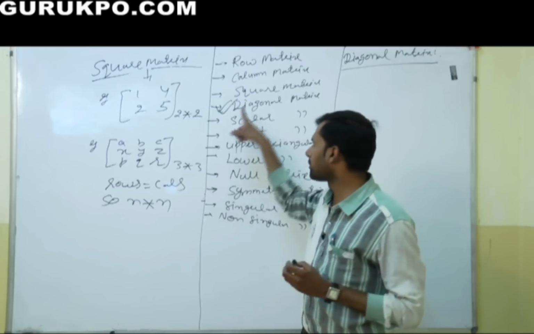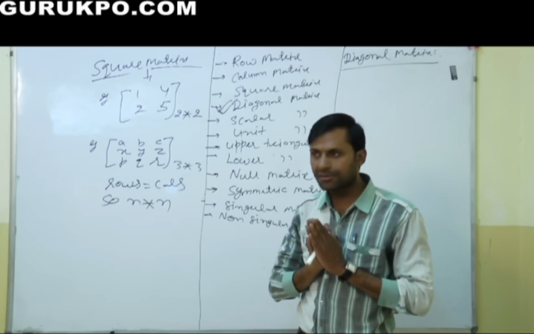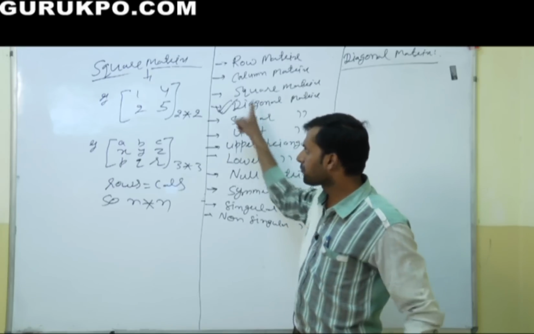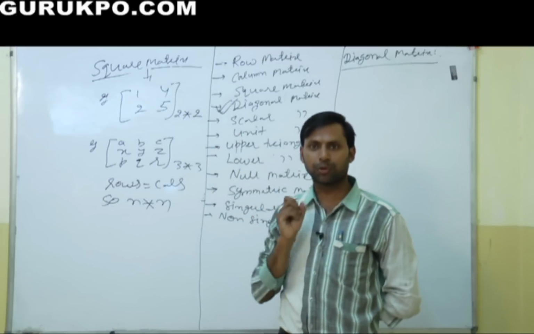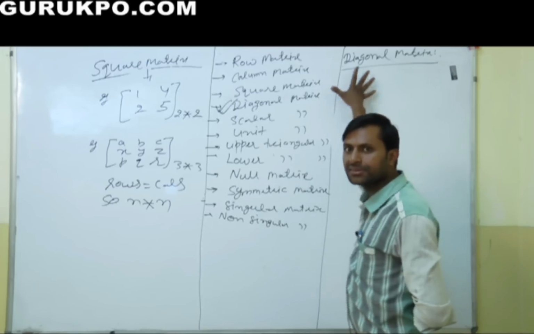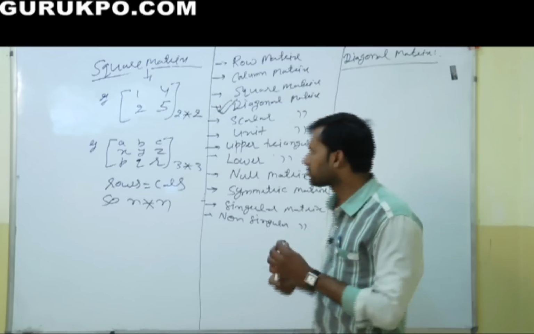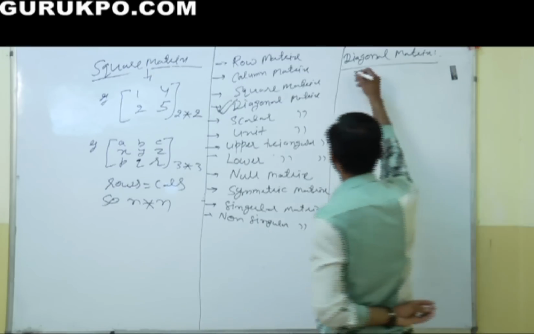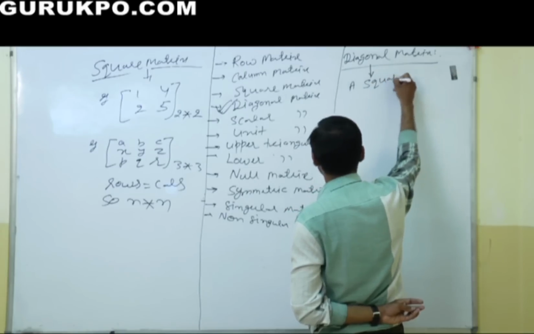Now we are discussing the diagonal matrix. What is a diagonal matrix? At first, it must be a square matrix, and then there is an additional property. A square matrix in which all elements except the leading diagonal elements are 0 is known as a diagonal matrix.